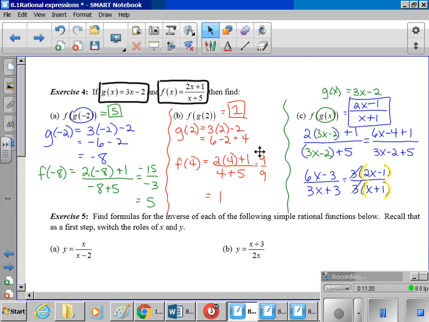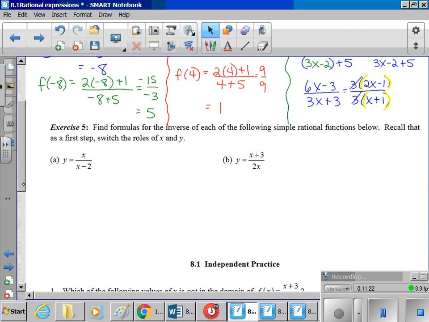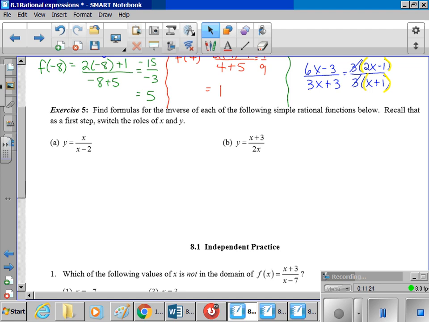Exercise 5. Find the formulas for the inverse of each of the following simple rational functions below. Recall the first step, switch the roles of x and y. So in this case, we're going to have x equals y over y minus 2.